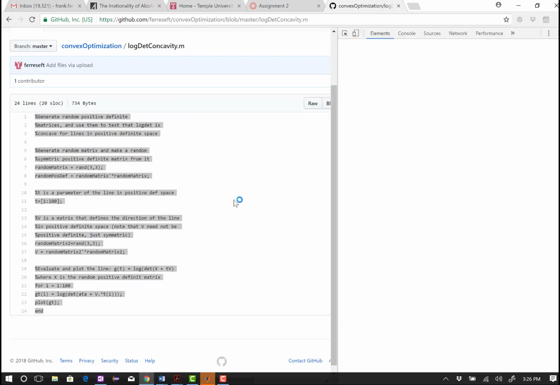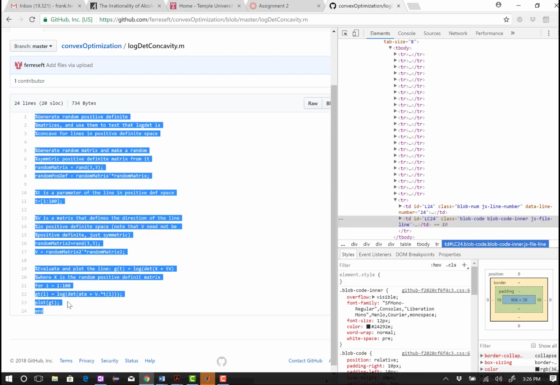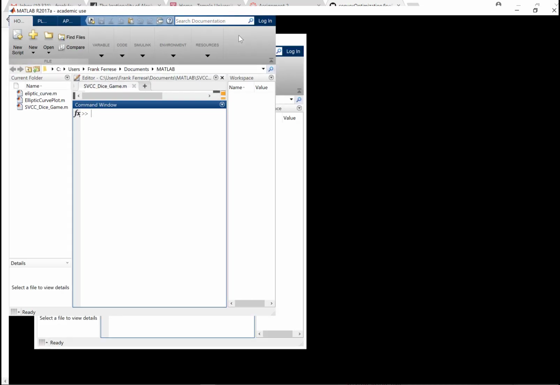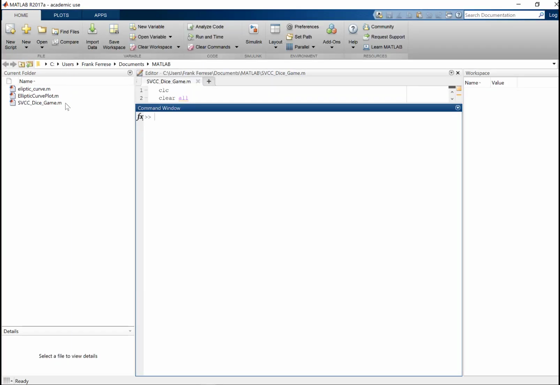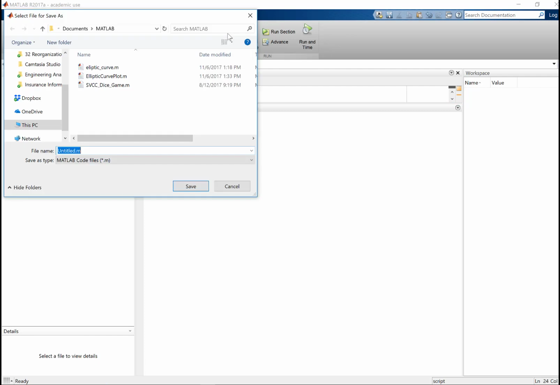I'm just going to copy that. I've got MATLAB open over here. Let me have a script, and I'll paste it in. It's going to ask me to save.